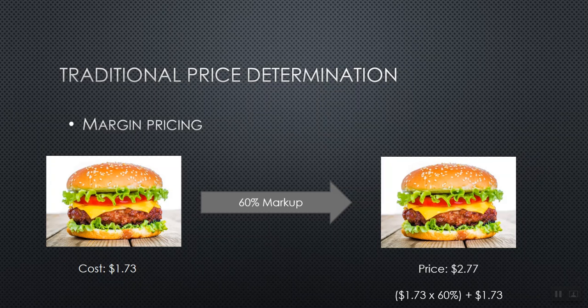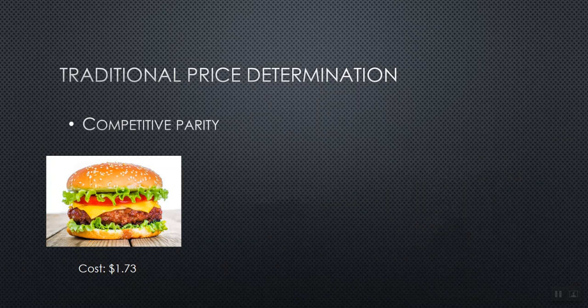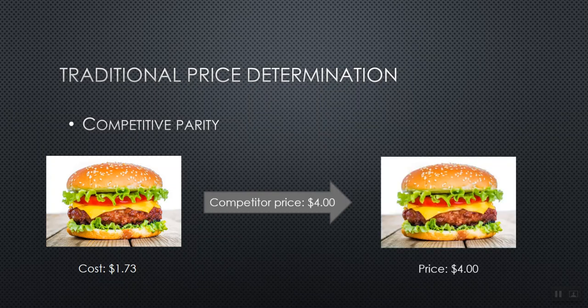The third traditional pricing determination is competitive parity. Now in this case, what we do is we have our hamburger. It costs $1.73. But instead of looking at our cost, basically what we do is we look to our competitors and we look to see if they have a product that's similar to ours, and we price ours relatively close to what they price theirs. So if competitors' prices are at $4, guess what? We price ours at $4.